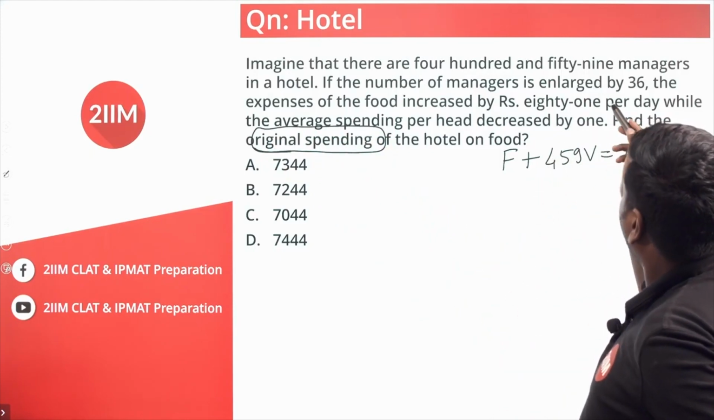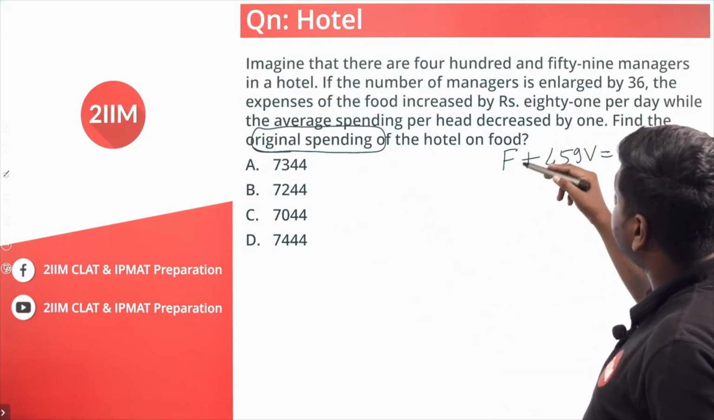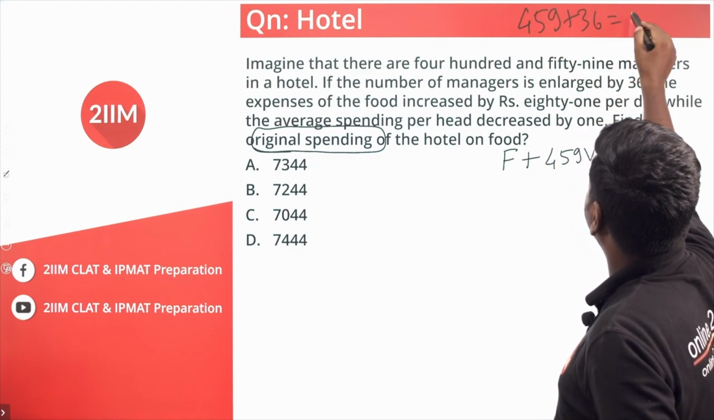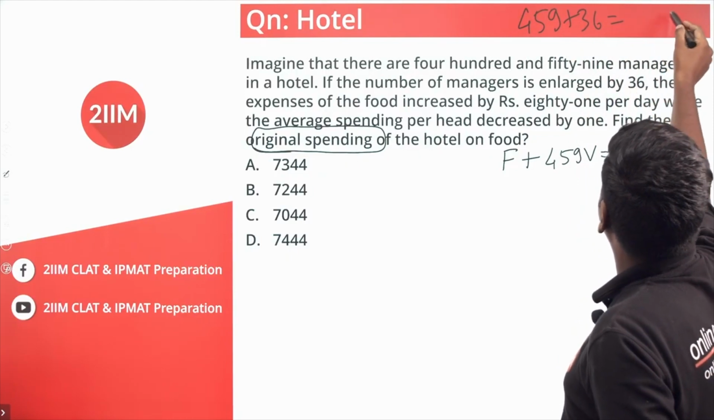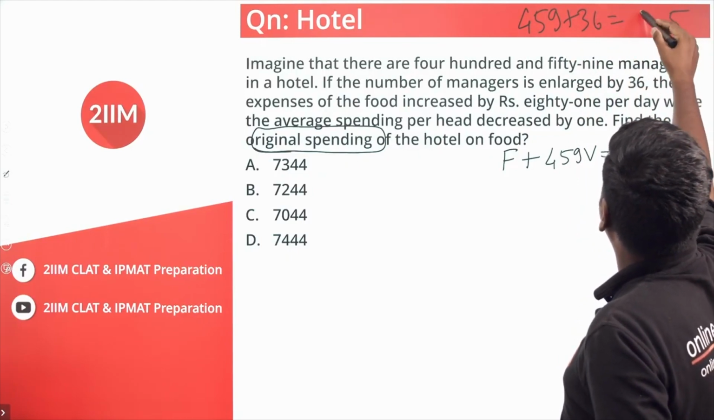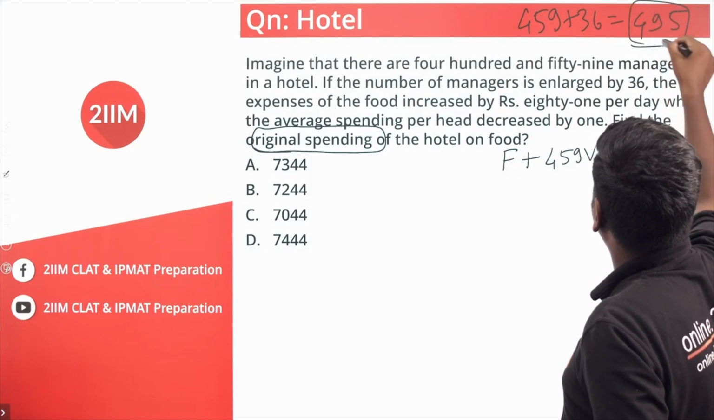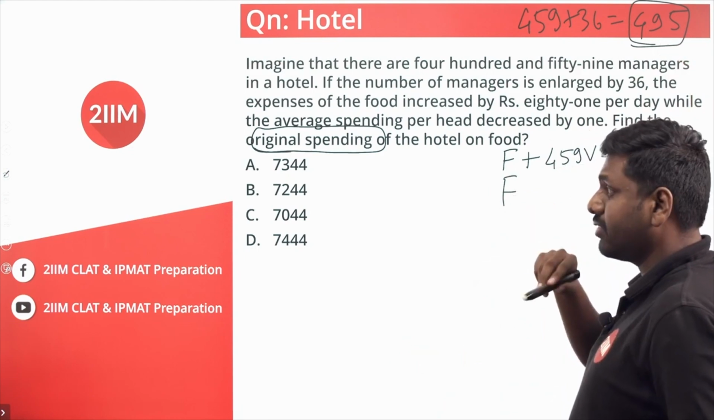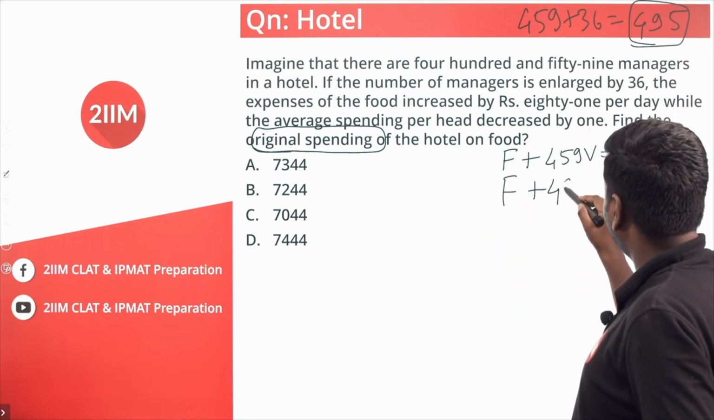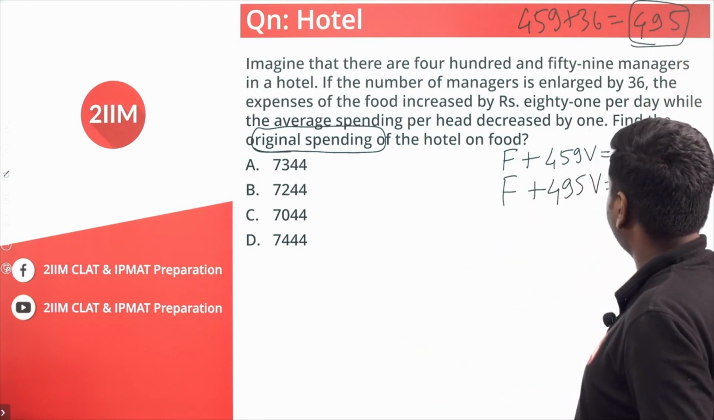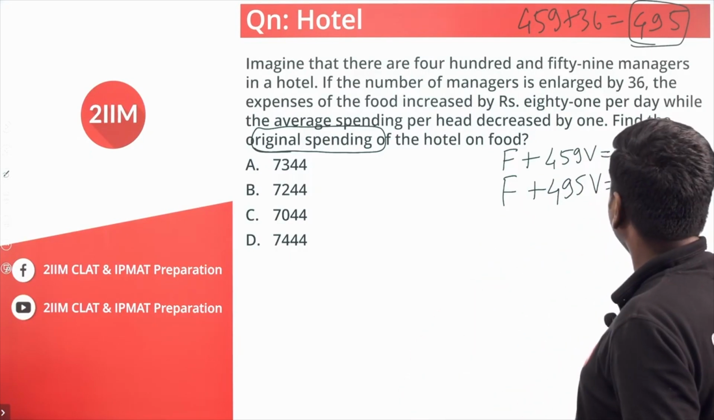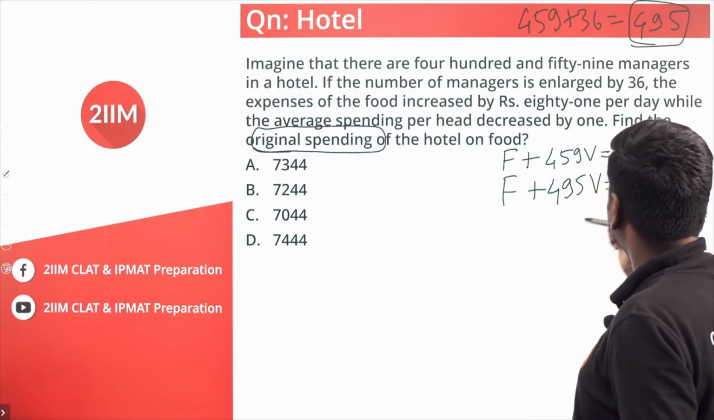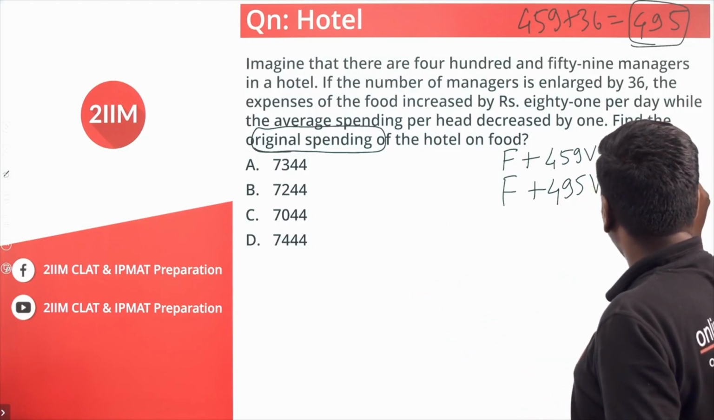Now the number of managers is enlarged by 36. So you have 459 plus 36, which gives you 495. So there are a total of 495 managers now. Which means the fixed cost stays the same, but there are 495 plates of food that need to be prepared. Now the total expense increased by only 81 rupees. So this is x plus 81.